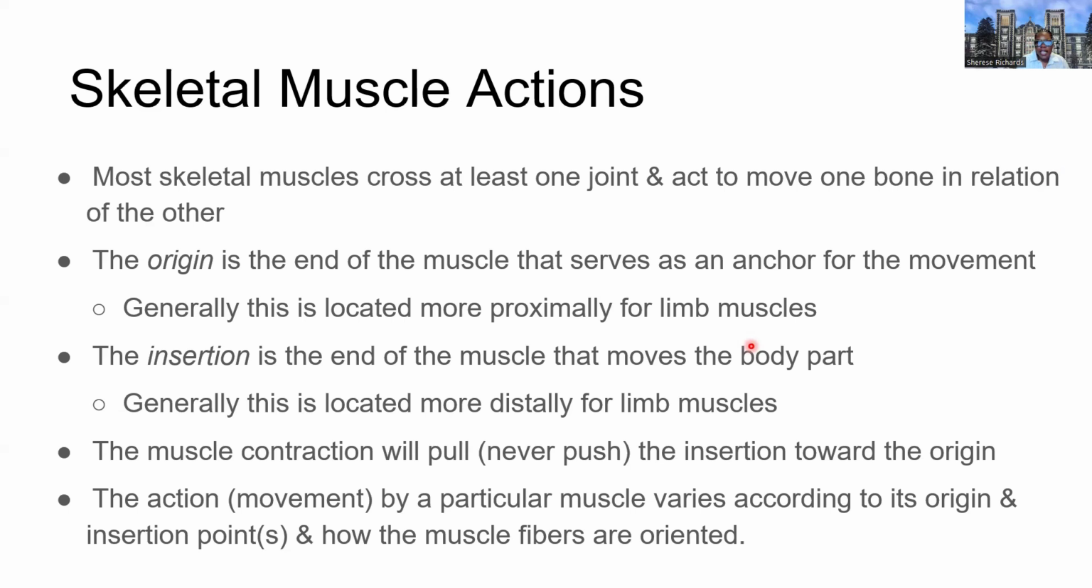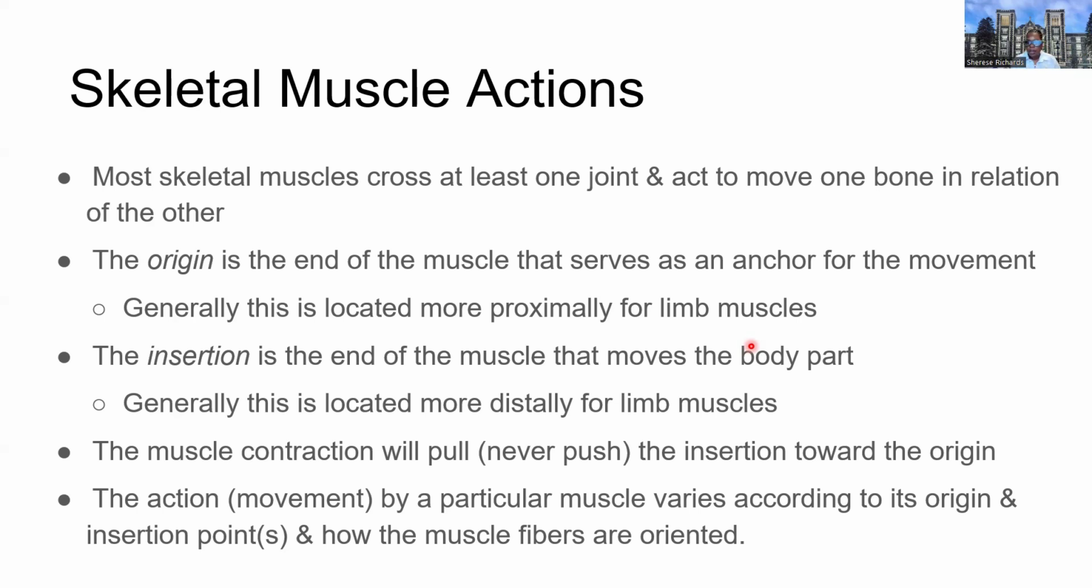one. In that, we have a point of origin, which is the proximal attachment of that muscle. It's kind of like the anchor for movement. And then we have an insertion, which is the distal attachment for that muscle, which is generally located further away from that origin. So we have a point of origin, which is usually closer, and then a point of insertion, which is usually further away. But these are two attachment points across that suspension. And then a muscle will never push, it will always pull.